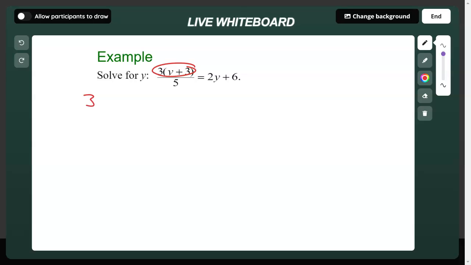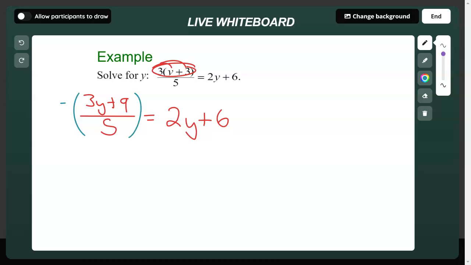Okay? So 3y plus 9. Just to clean that up, just to make it a little bit neater for us. Okay? So I have that. And now I want to get rid of that division by 5. Okay? By multiplying by 5.